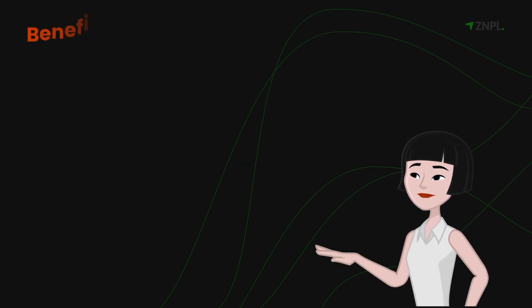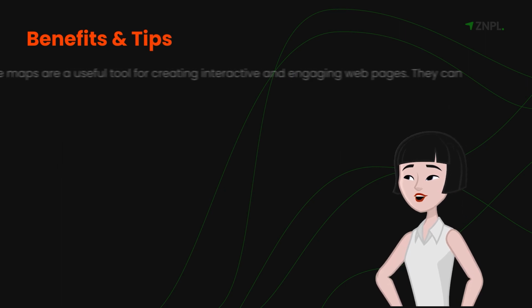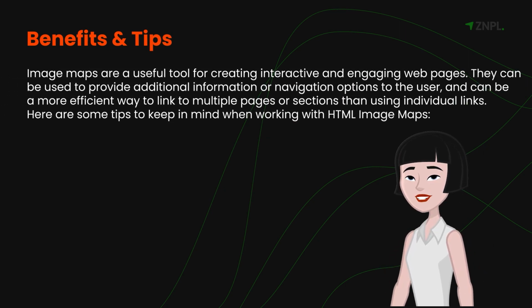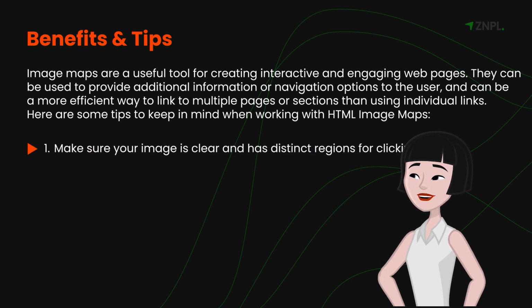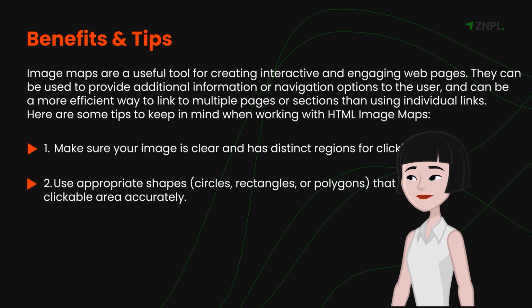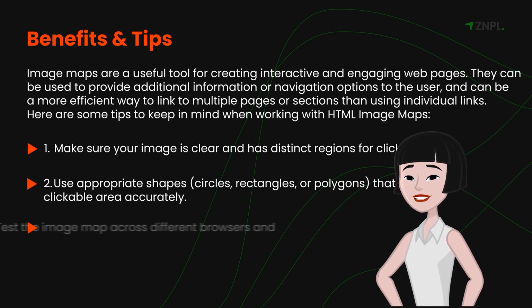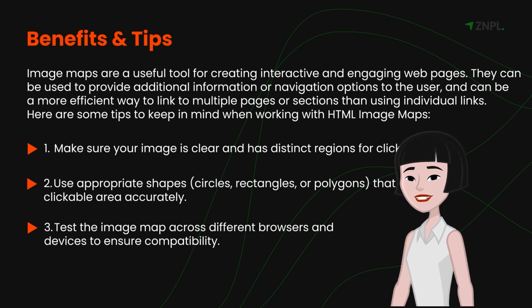Benefits and tips. Image maps are a useful tool for creating interactive and engaging web pages. They can be used to provide additional information or navigation options to the user and can be a more efficient way to link to multiple pages or sections than using individual links.